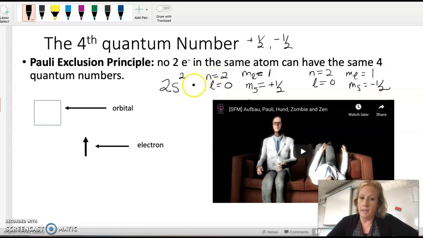That's the Pauli exclusion principle. But that then means that in an orbital, remember we're going to use a box to represent that, we can have two electrons, but they would have to be spinning opposite.